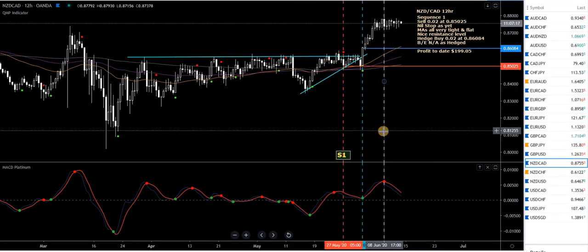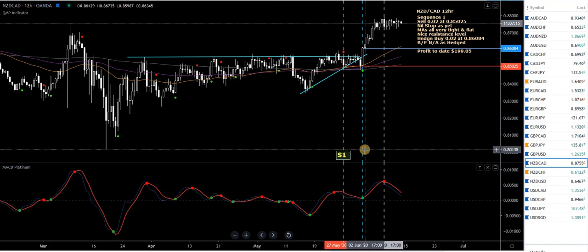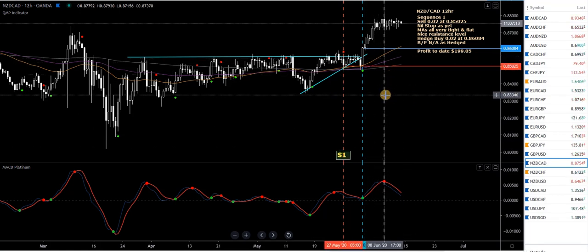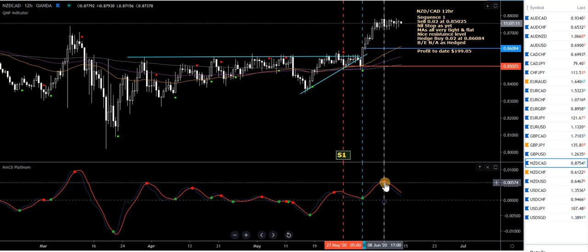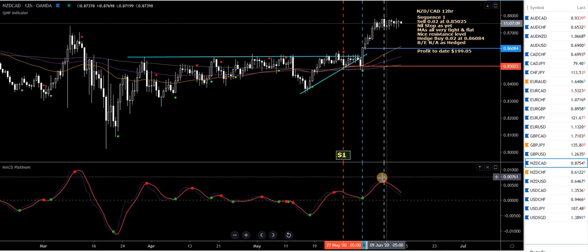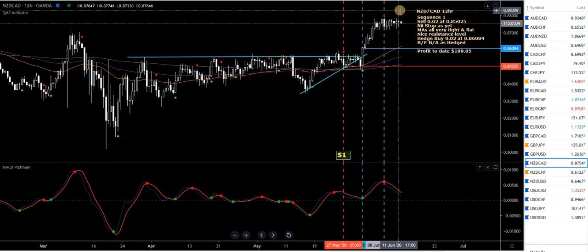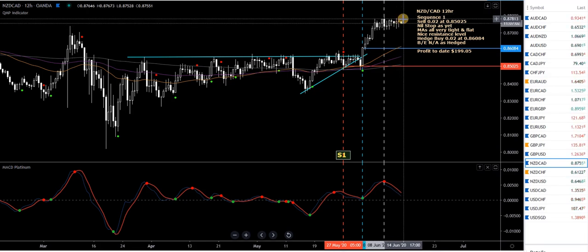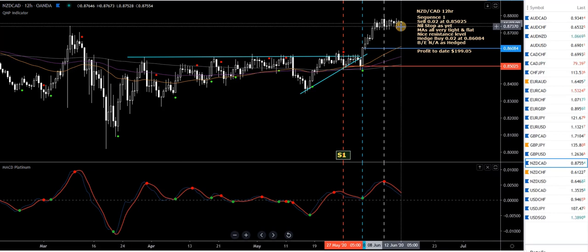New Zealand CAD, in a sell and a buy, so we're hedged. Grey line basically means just a warning signal, which means there's a red dot on the MACD platinum above the zero level. We still haven't got the QMP filters yet. You might have just seen it flick up when I changed over to this pair. It's got it, but the candle's got to close before it's confirmed.